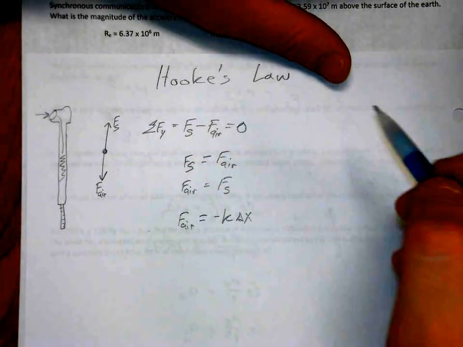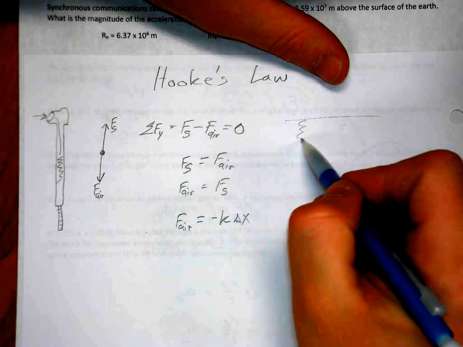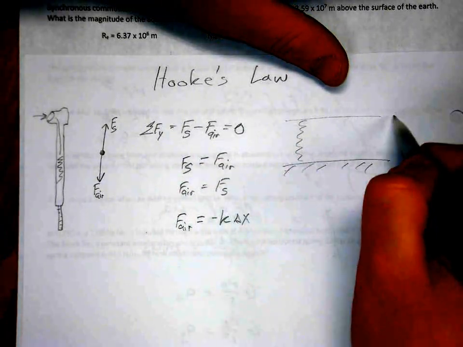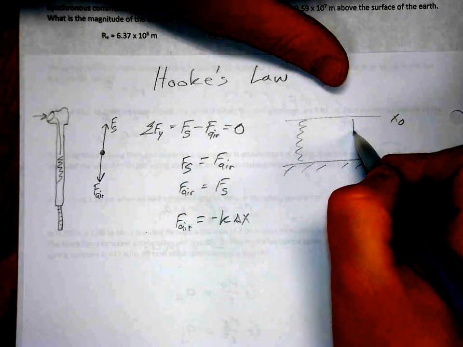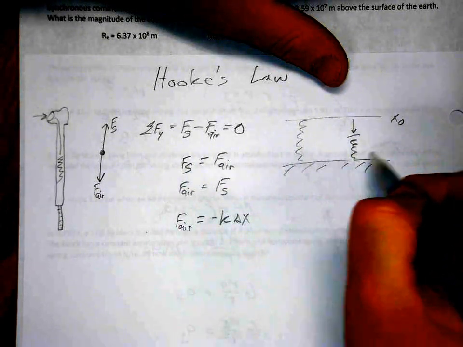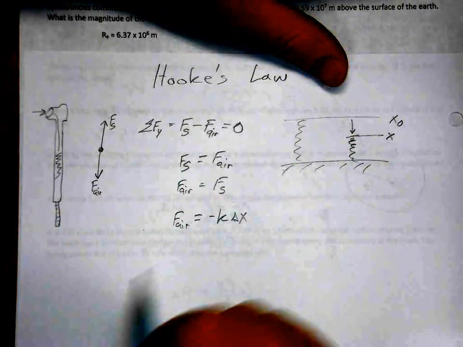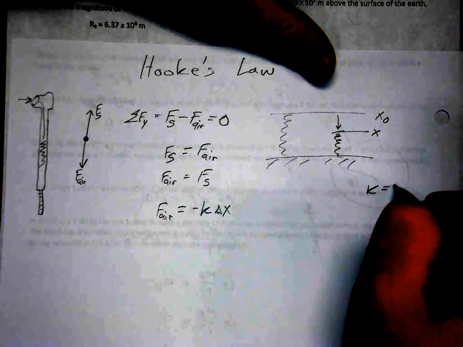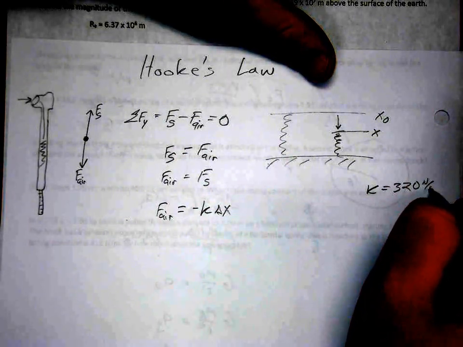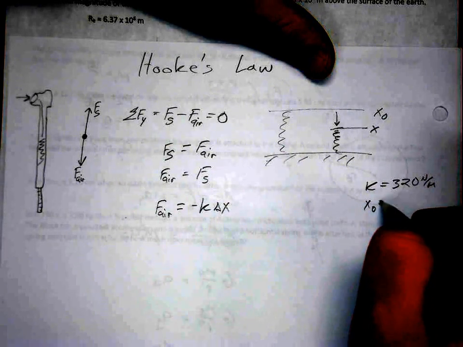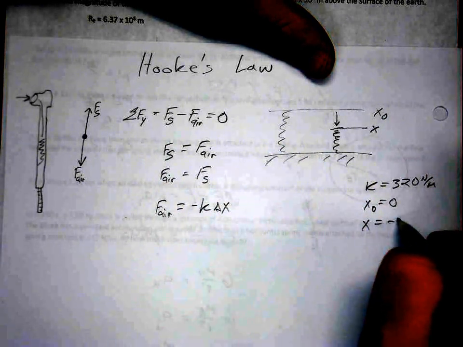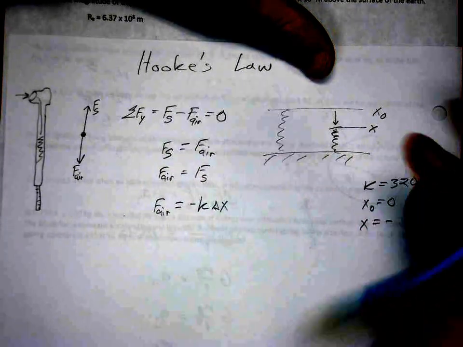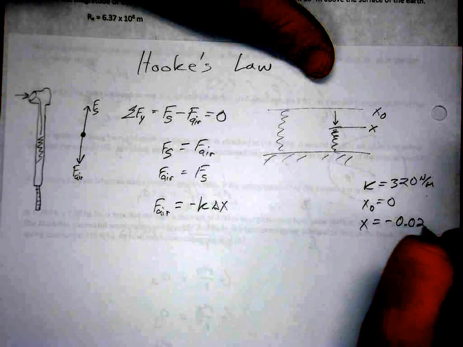Now, what I should have done from the beginning is draw a sketch of the situation with a simple spring, where this is x0 and this is x. The problem gives us the spring constant, 320 newtons per meter, and x0 we just define as 0, and x now is negative 2 centimeters, which is the same as 0.020 meters.